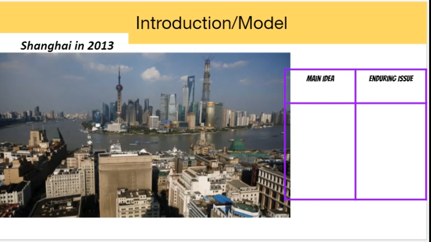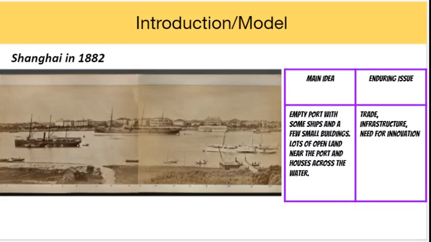Okay, you're back. Let's see if you got what I got. Now, I didn't write down all of my rationale, all of the thoughts behind everything for step 3, but here's what I came up with the help of the social studies people. The main idea for Shanghai in 1882, I wrote it's an empty port with some ships, a few small buildings, like over here. Otherwise, pretty empty on this side. I wrote lots of open land near the port, and there's houses across the water.